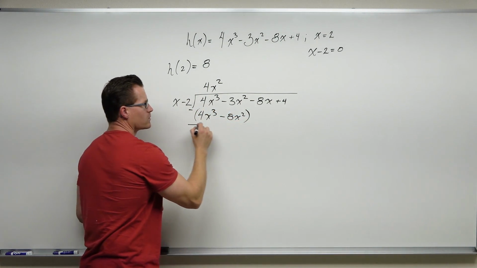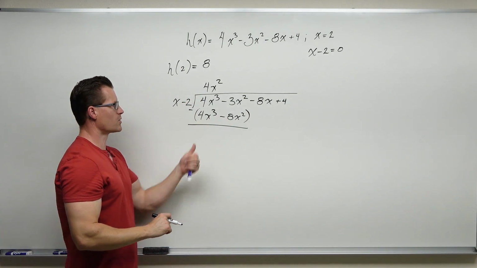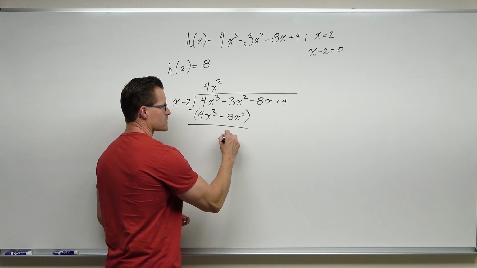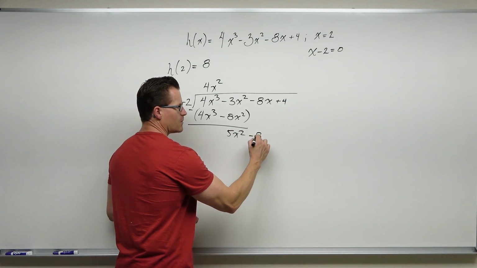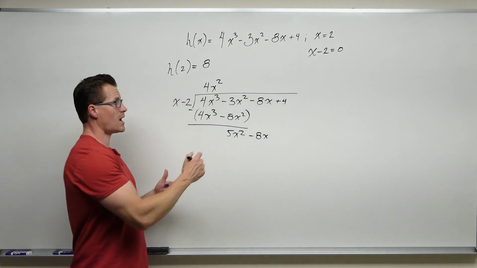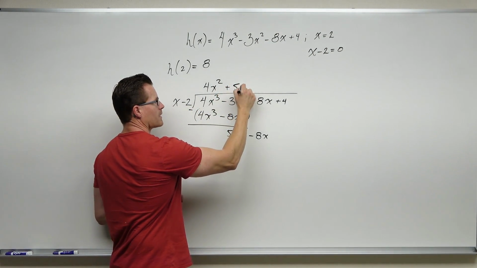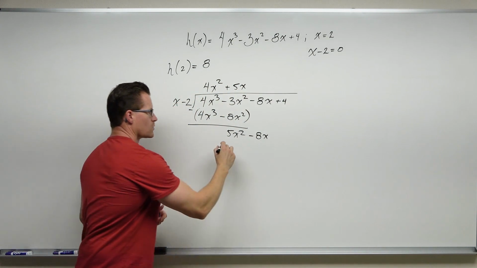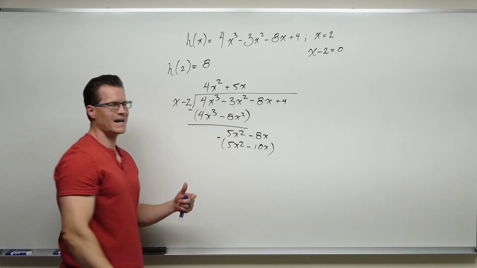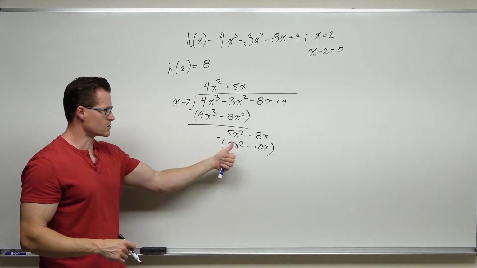When we subtract, we need to make sure that our signs are changing in our parentheses. This gives us 0. That's great. Negative 3 plus 8 is 5x squared. I'm going to bring down my minus 8x, and we're going to do the whole thing again. So 5x squared divided by x is positive 5x. I'm going to distribute 5x squared minus 10x. So 5x times negative 2 is minus 10x.